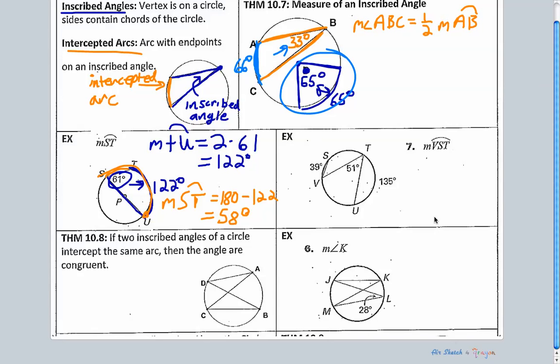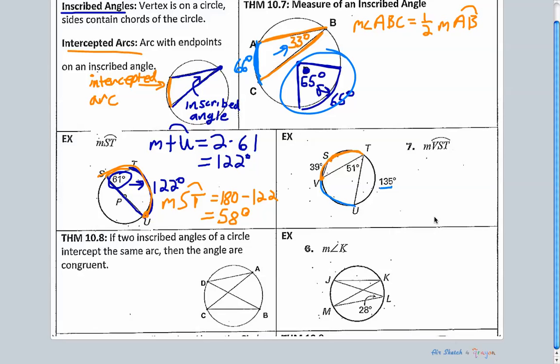Okay, let's move on to the next example. In this one, I want to find arc VST. So let's identify what we're looking for first: V to S to T. This one, I'm going to have to use some further reasoning. My whole goal in this example is to find all the arcs to help me figure out what VST is. I want to find all the minor arcs in the picture. I already know that TU is 135. I'm not worried about that one.